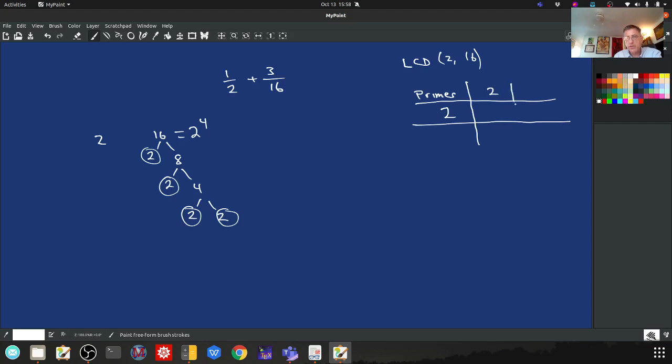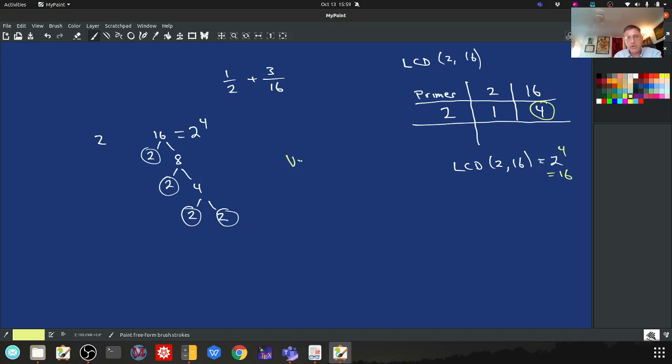For 2 and 16, we have one factor of 2 in the 2 and 4 factors of 2 in the 16, so my LCD of 2 and 16 is equal to 2 raised to, what's my largest number? The fourth, so that's 16. So here is how we would proceed.